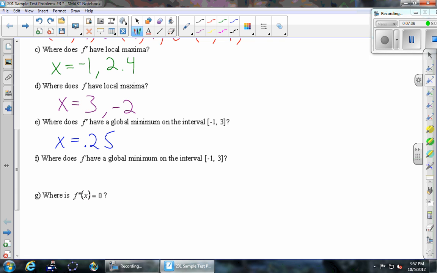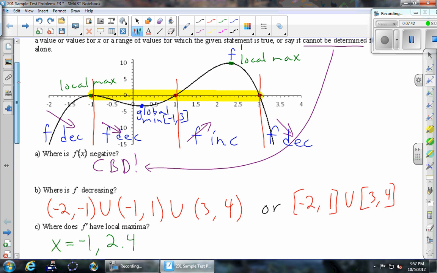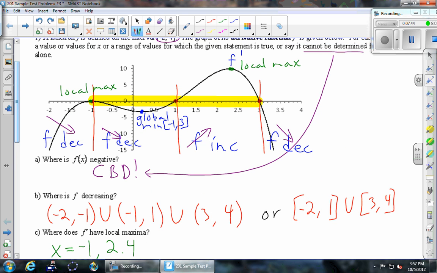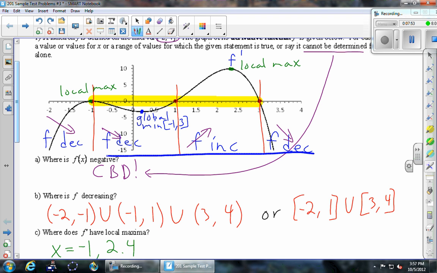Part F, where does f have a global minimum on the interval -1, 3? Okay, this is going to be a bit trickier. Again, we're focusing on the same yellow highlighted region, but now we're not thinking about the picture we're looking at, we're thinking about f. And so again, we're going to think about this stuff that we've written here in blue. That tells us what f is doing. So only looking at the yellow, let's see, f is decreasing, so we're going down, and then f is increasing.